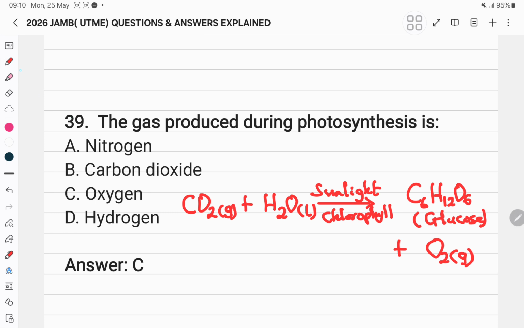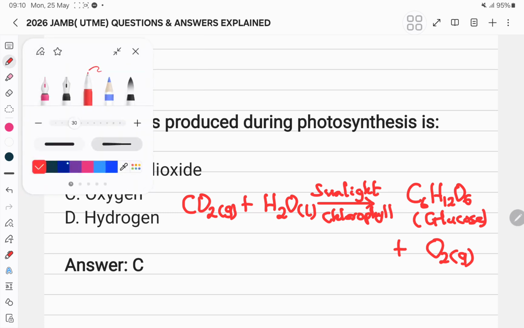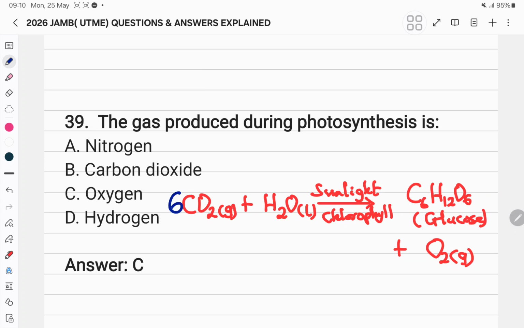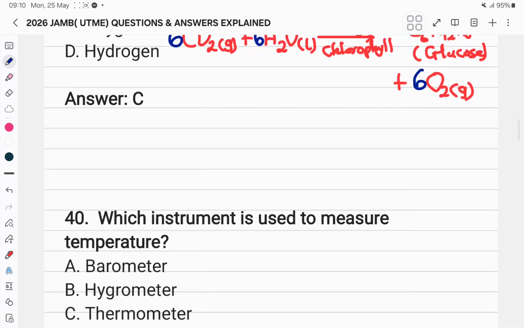The equation must be balanced. As a science student, when you write the equation, you balance the equation. So put 6 here, we put 6 here, and we also put 6 here. You have balanced the equation. This is a balanced equation of photosynthesis in green plants. So the oxygen produced is a byproduct. The main product in this process is the glucose or the carbohydrates that the plant takes in as food. So the correct option is C. That's the gas that is released.